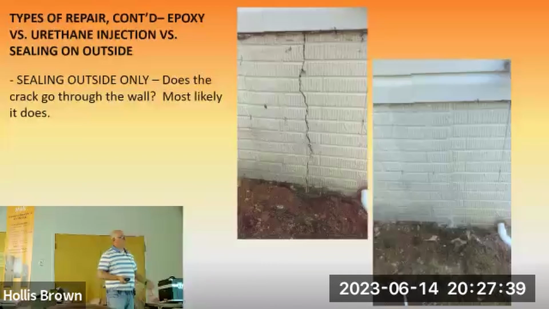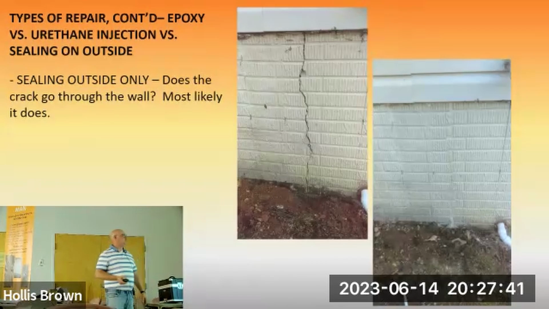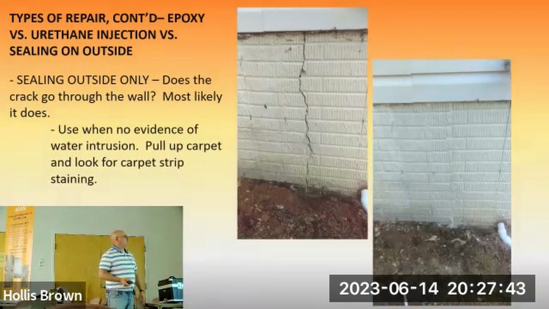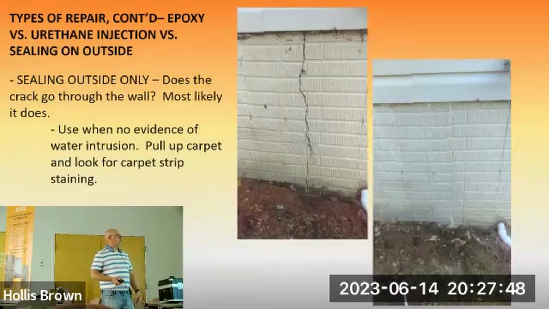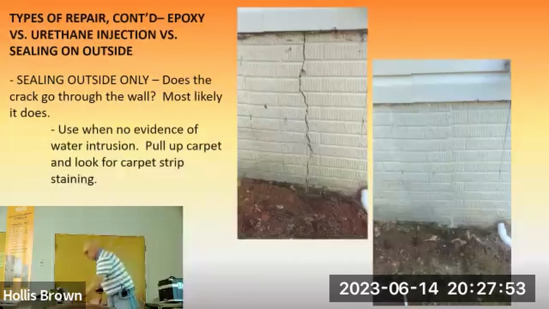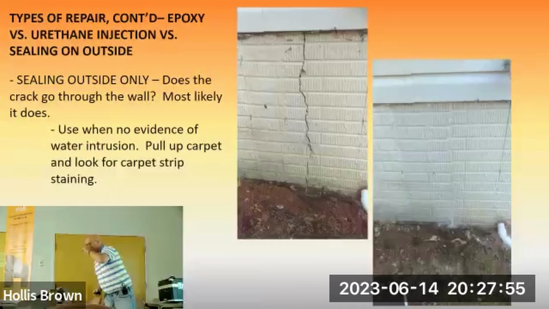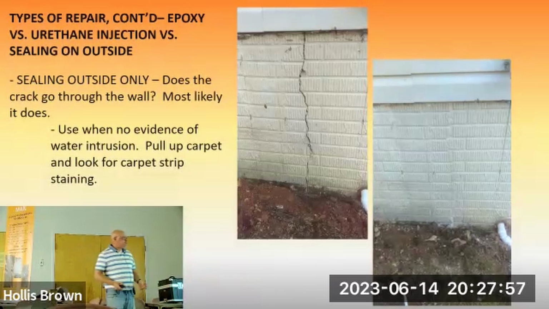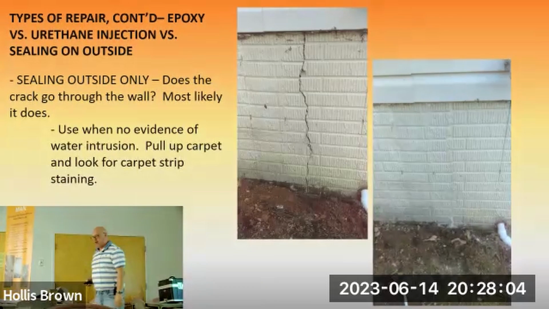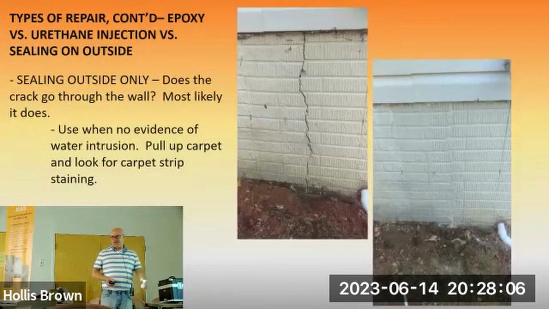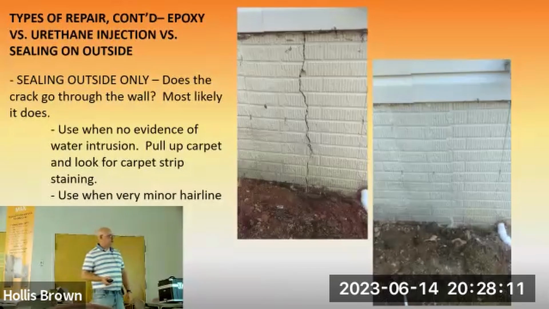Does a crack go through the wall? As I explained at the beginning, most likely it does go through the wall. When we do this I call it a grind and seal. Use this when there's no evidence of water intrusion. One of my tricks, and probably yours as well, pull up the carpet, look at the carpet strip, the wood carpet strip, that medieval looking strip that has the nails sticking up. And look and see if that has staining on it. And if it doesn't, chances are it's never leaked.